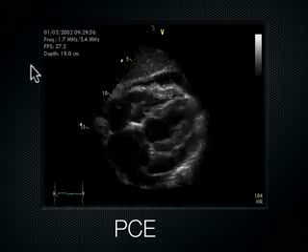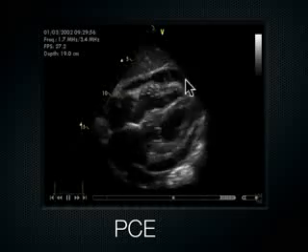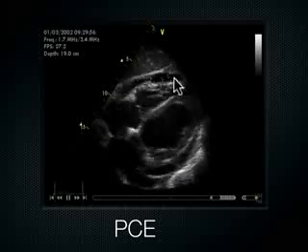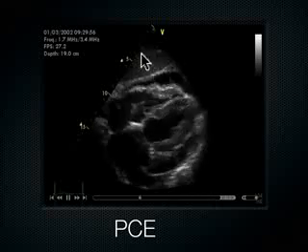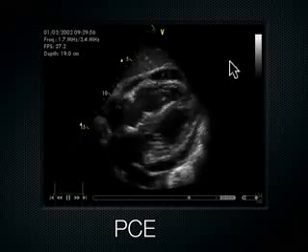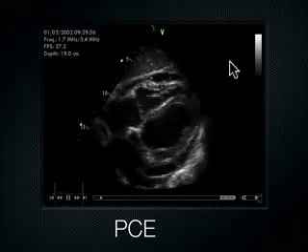We can see that there are some loculations going on out here in this pericardial effusion. Here's the right ventricle, left ventricle. This is all the liver seen up here. Just an example here. This is probably a chronic effusion.